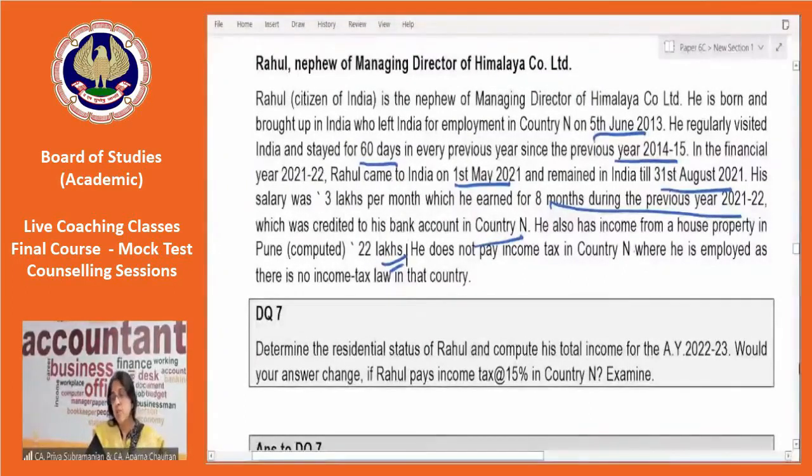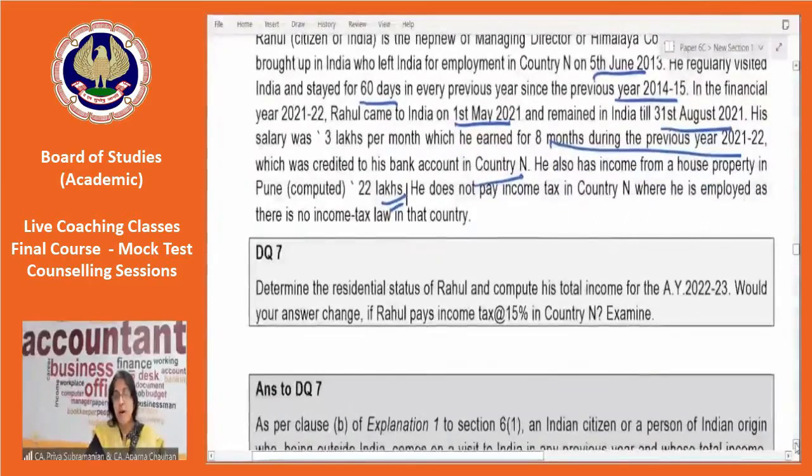Now the question asks you to determine the residential status of Rahul and compute his total income for assessment year 22-23. That's the first part. Let's do the first part. First part, you have to go as per the facts given in the question. Now for determination of residential status of an individual, what are the conditions? First, 182 days stay in India, or 60 plus 365 days.